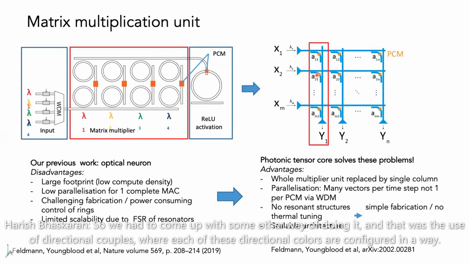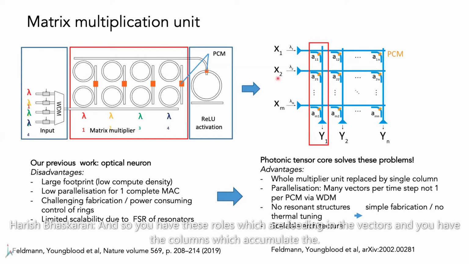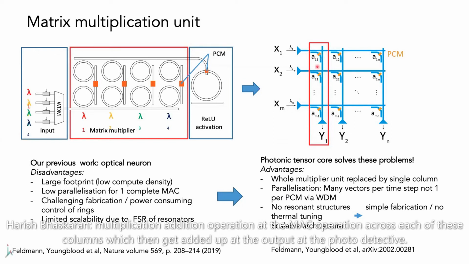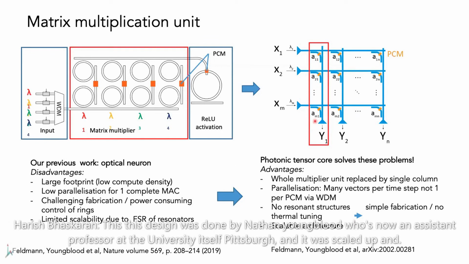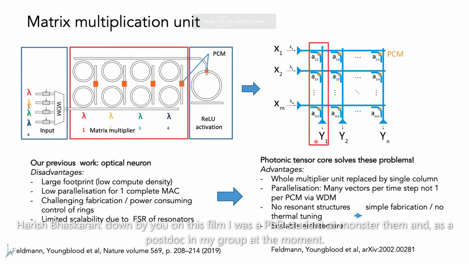and that was the use of directional couplers, where each of these directional couplers is configured in a way such that the power dropped across each of these columns is very similar, is equal. And so you have these rows which are feeding in the vectors, and you have the columns which accumulate the multiplication addition operation, the MAC operation, across each of these columns, which then get added up at the output at the photodetector. This design was done by Nathan Youngblood, who's now an assistant professor at the University of Pittsburgh, and it was scaled up and done by Johannes Fellman, who was a PhD student at Munster then and is a postdoc in my group at the moment.